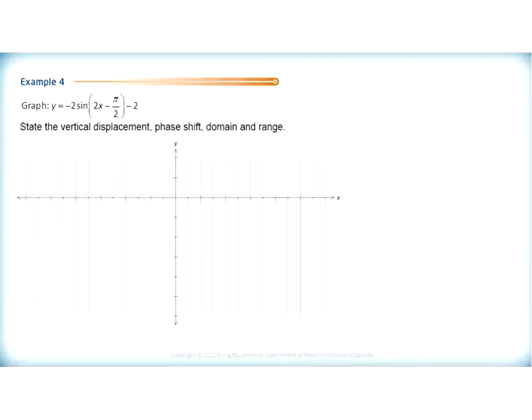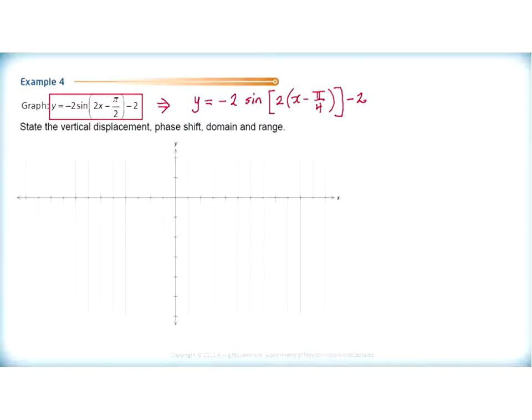In example 4, we are asked to graph y = -2 sin(2x - pi/2) - 2. The first thing we need to do is to fix the equation as follows. It will then become y = -2 sin(2(x - pi/4)) - 2, where we remove 2 as a common factor. So now we are able to determine that we have a horizontal stretch factor of 1/2 and a horizontal translation of pi over 4 units to the right.